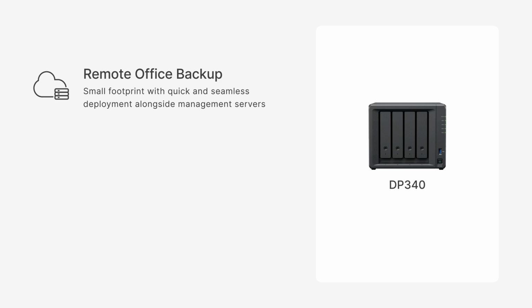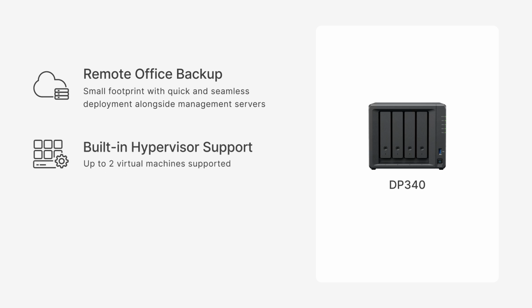Keep in mind, both of the desktop models in the DP series lineup are the ones that you want to utilize at those remote offices alongside a DP7400 at a more central location. The DP7400 would be the main management node across all the other sites once again. Now the DP340 is a small footprint, it's 4 bays, allowing for quick and seamless deployment alongside those management servers I just described. There is also built-in hypervisor support on this smaller DP340 device.